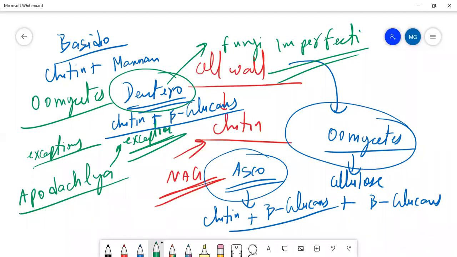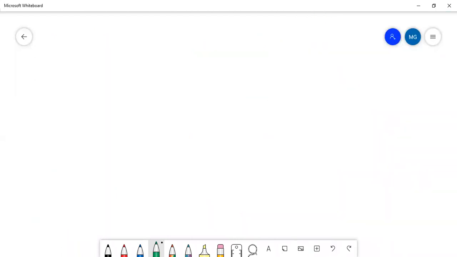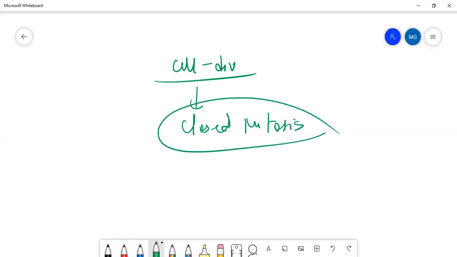So we have seen about the cell walls. Now, when we talk about fungi, let us talk about the nuclear division or cell division. Cell division in fungi, you have to remember. Now this is very peculiar. Most members of fungi have closed mitosis. So fungal members basically divide by means of mitosis, we know, but it is a closed mitosis.